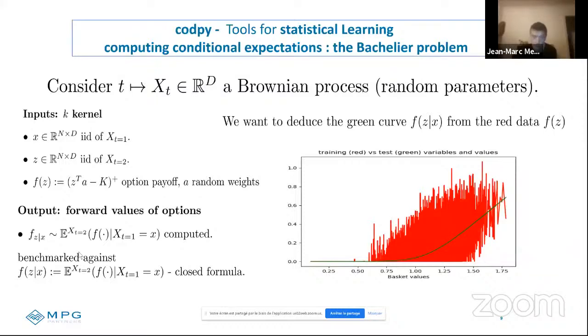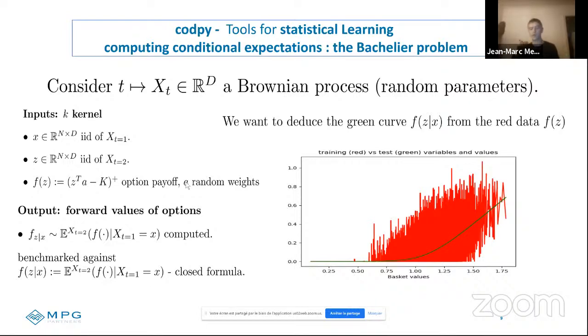written on a basket. And we can do this experiment in any dimension. I don't even remember in which dimension this picture comes from. I think it's a two-dimensional experiment. And obviously, you just take random weights in order to be sure not to use Black-Scholes' formula. What is interesting in this experiment is that it's quite easy to have a closed formula to benchmark your result against.